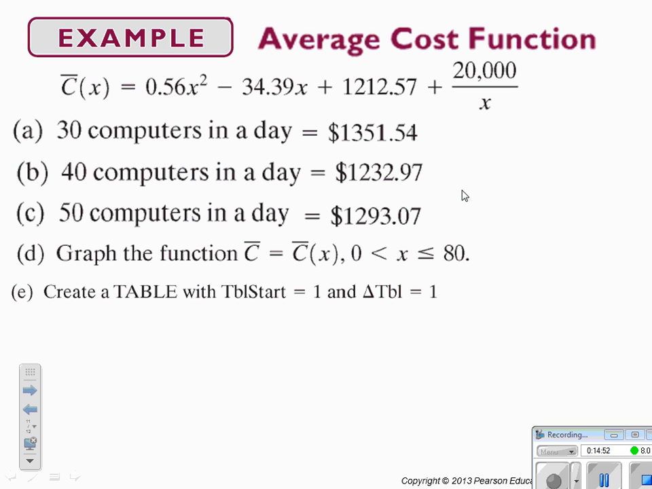Okay, so 30 computers is $1,351.54. 40 computers is $1,232.97. And 50 computers in a day is $1,293.07. So if we're going to graph that function, make sure in your graphing window it's between 0 and 80. It can't include 0 because if 0 is included, it explodes. So it should be greater than 0 but less than 80.